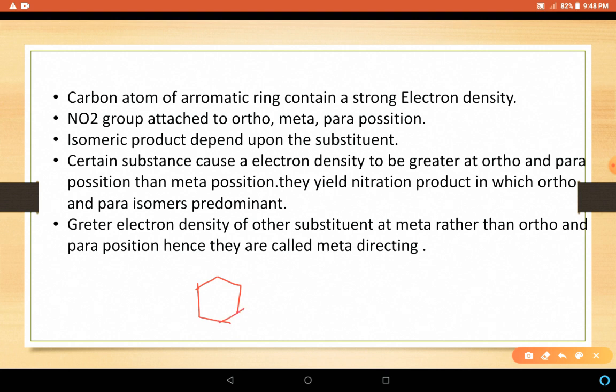Certain substituents attack at ortho and para positions because of the greater electron density there, and the maximum product forms at the para position. Other substituents attack at meta positions. With meta directing groups, the meta product will form. This is called meta directing.